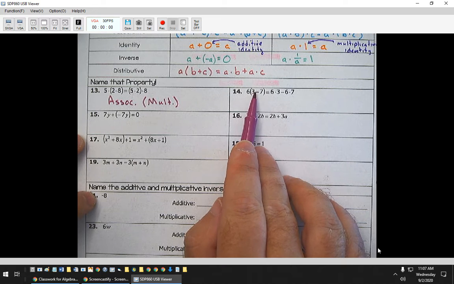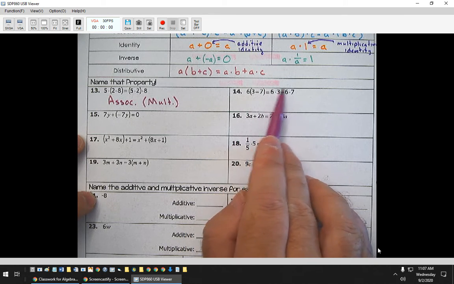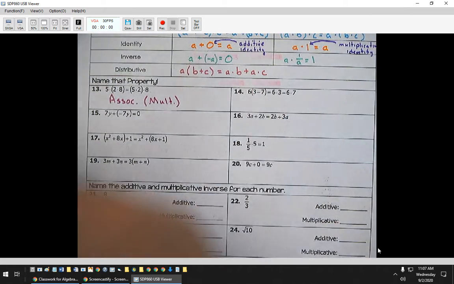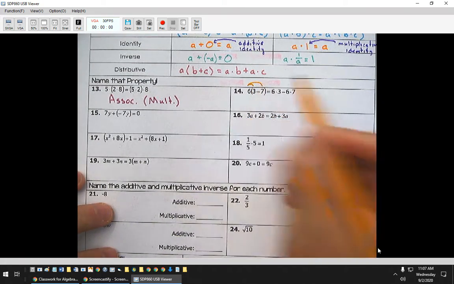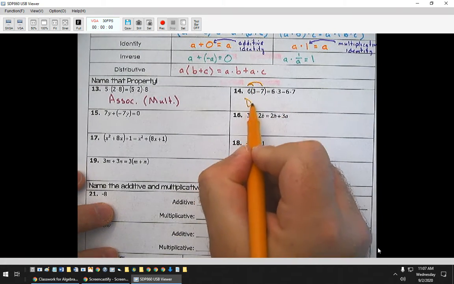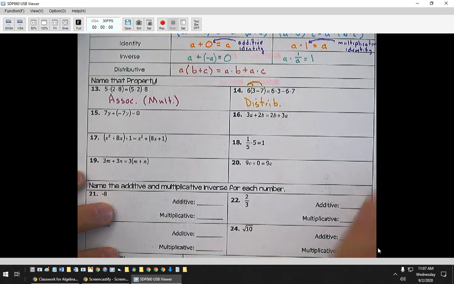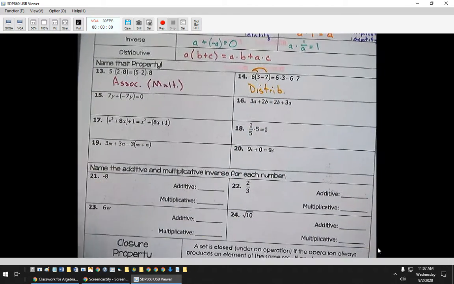All right, 3 is getting associated with 7, but over here there are no parentheses. So what happened to those parentheses? Oh yeah, we took this and we distributed. I took this 6, I gave it to the 3, I took this 6, I gave it to this 7. This is the distributive property. And you don't have to write multiplication after that. We know that distributive only works in the world of multiplication.